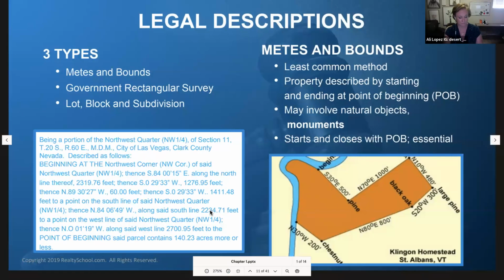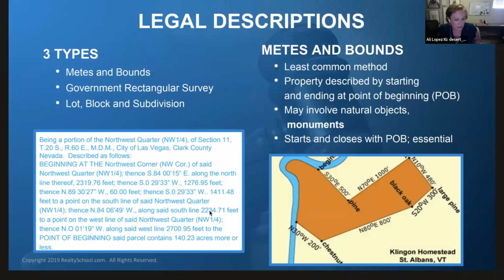Okay. Some of the other things that I want you to remember is there are six categories of real property, not real estate, real property. And you will be asked this on your test. There's residential, commercial, agricultural, industrial, mixed use, and special purpose.